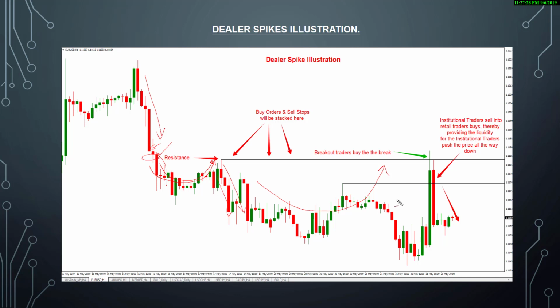Now, look at this green candle here, right? It rallies up. At one point, it's a complete huge green candle. Now tell me how many retail traders are going to be selling there? Not most of them, right? Not even 90%. 90% will be buying.